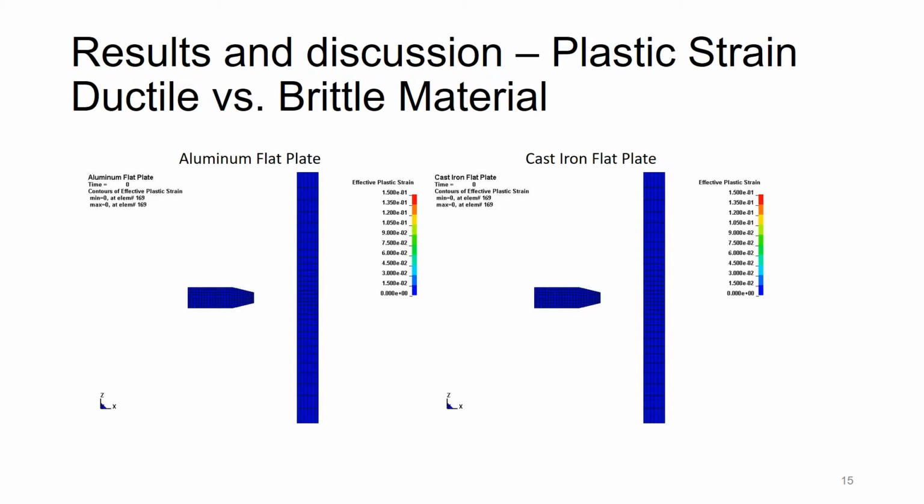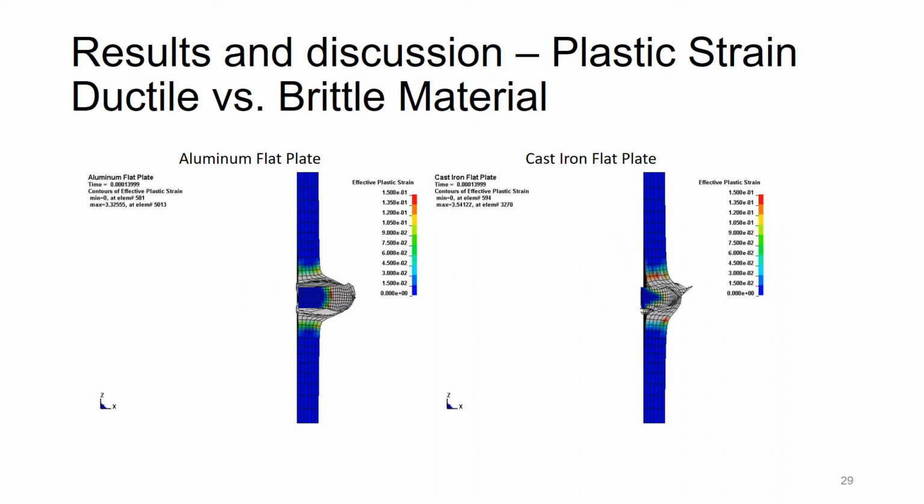Here I compared the ductile and the brittle material. With these materials, the best way to compare them is the plastic strain. I gave roughly a plastic strain failure of 0.15. So here's the aluminum flat plate and the cast iron flat plate, and you can see the difference as you scroll through this simulation.